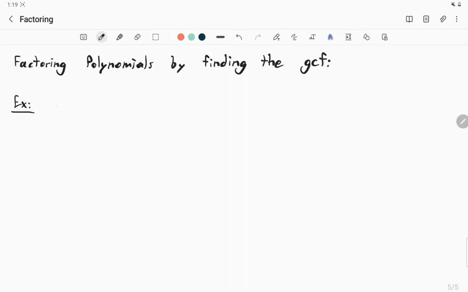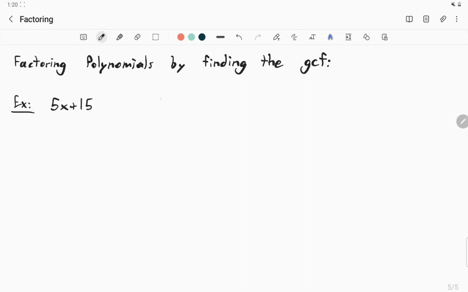So for example, we could have 5x plus 15. This is a polynomial. How do we want to factor it? Now we'll see why factoring is important as we go through all these videos, but right now we're just going to think about how to factor it.